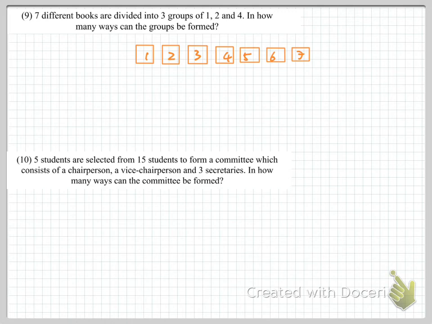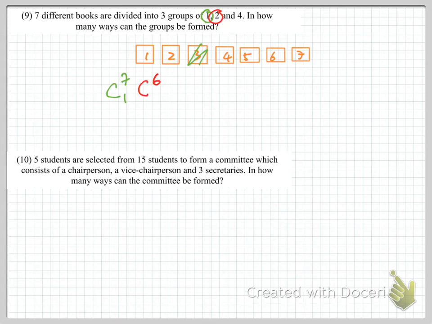So maybe we choose the 1 first. I choose 1 book to go into the singleton, the lone book. So there are 7C1 ways to do that. For example, I take away book 3. And then think about group 2, the double book. Now I have 1 fewer book to choose from because 1 book is already taken. So I'm now down to 6 books.